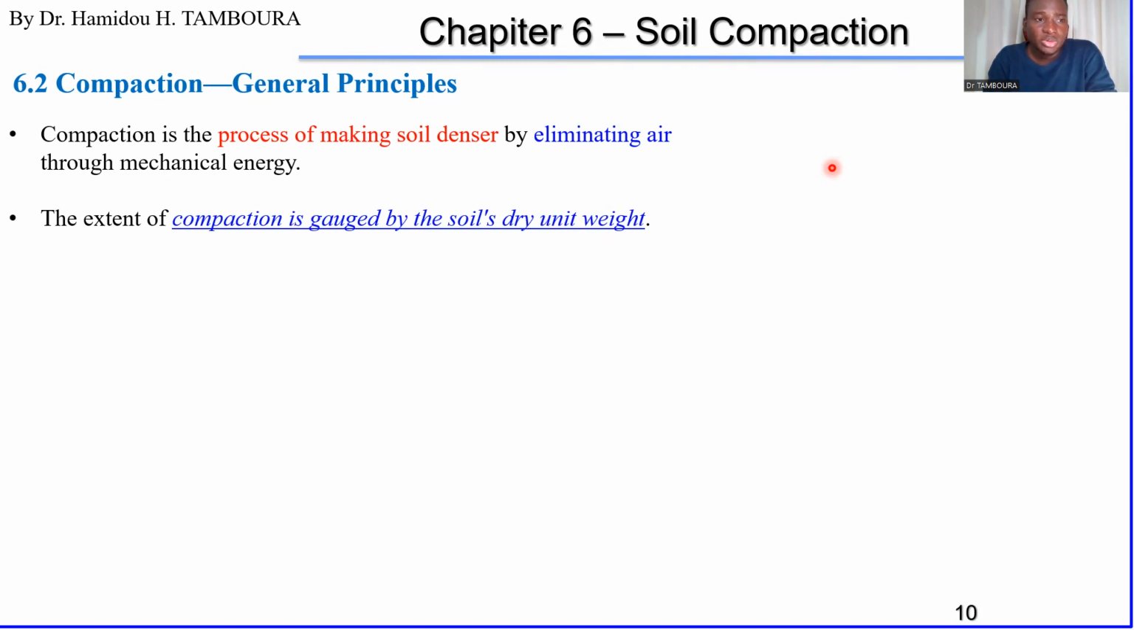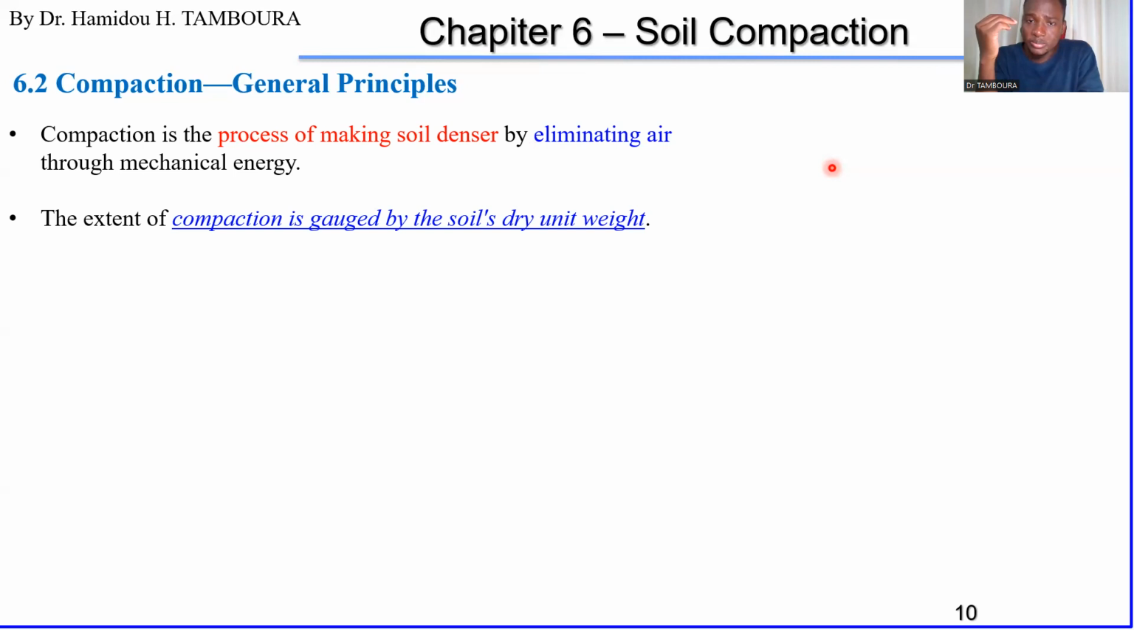we know how good the compaction is. Is it well compacted or not well compacted? By checking the dry unit weight of the soil. Okay, so you may have the same soil. For a well compacted soil, it will be heavier with the same volume of soil. Okay, because it's well compacted. So if it is well compacted, the dry unit weight will be high.